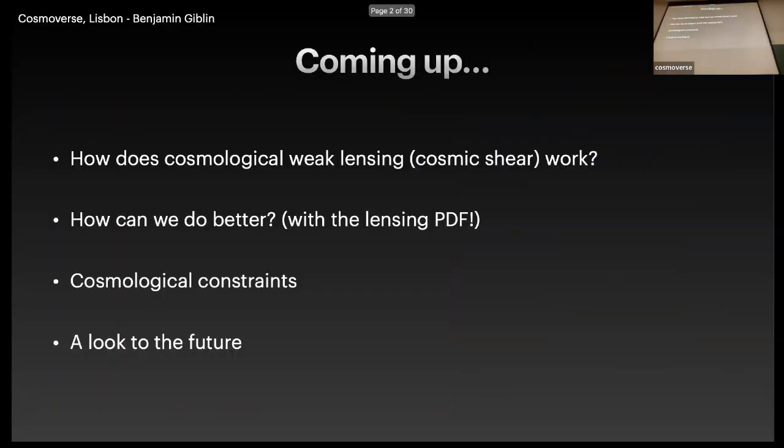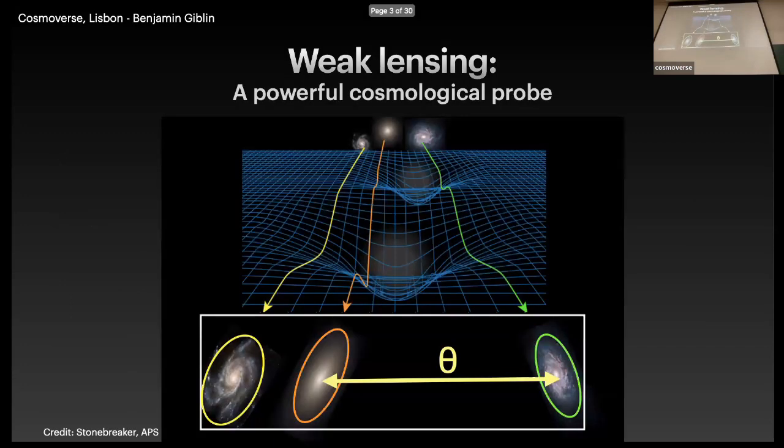So without further ado, this is what's coming up in the talk. How does cosmological weak lensing or cosmic shear work? We had a great talk on this morning from Marika, so I know you're all experts, but it's always good to refresh our memory. I'll then talk about how we might do better in this analysis using a new statistic which is called the lensing PDF. I'm going to show some cosmological constraints from this new approach and then have a little look to the future.